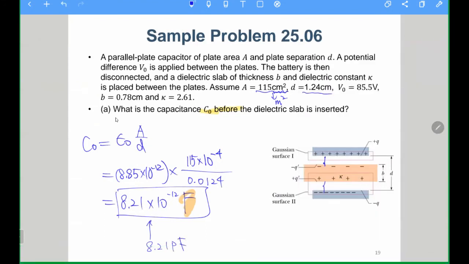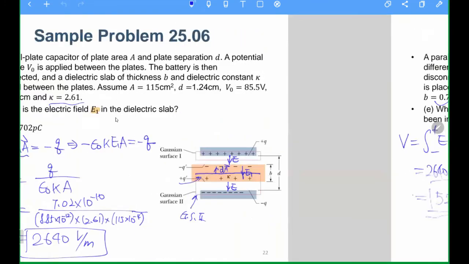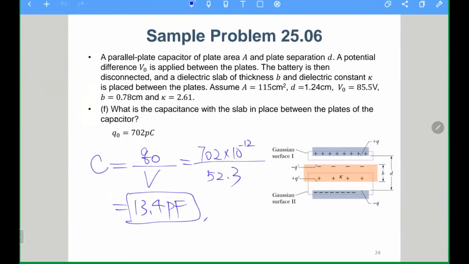So after inserting the dielectric slab, which is not as tall as the plate distance, the capacitance still increased, not by 2.61 times, but at least it is larger. It is actually a weighted average between the two: for this part it is still the original capacitance, but this part becomes larger. So on average, it becomes a larger capacitor. And this concludes this chapter.